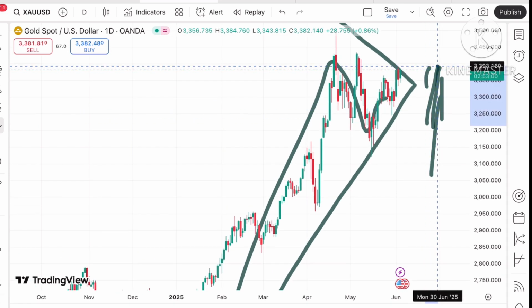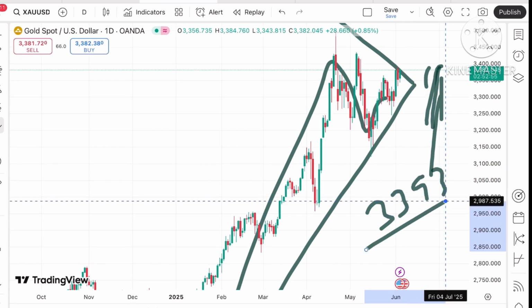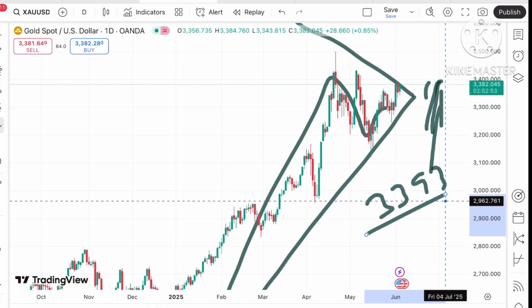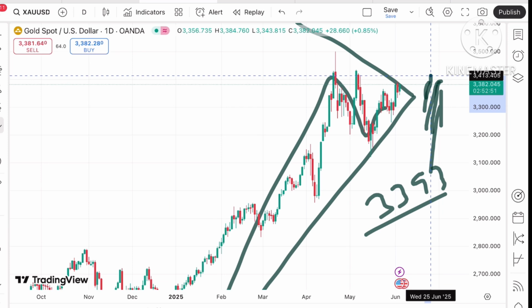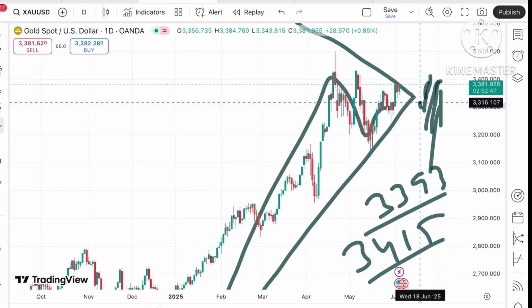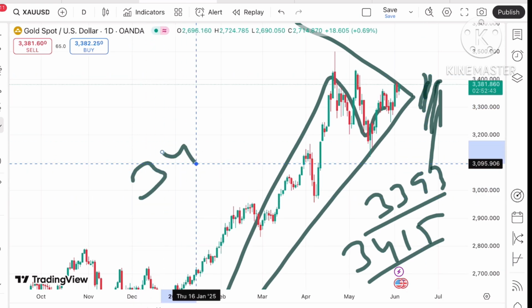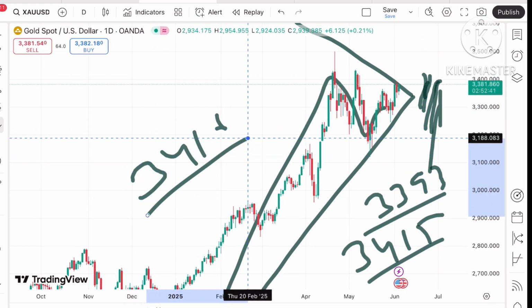If that sustains, there is a probability of touching yesterday's high of around 3393, and if the price moves off this level, there is a probability of going towards a high of $3415. And if that sustains, there is a probability that it can move above a level of 3416, and then we can see a further upside movement.